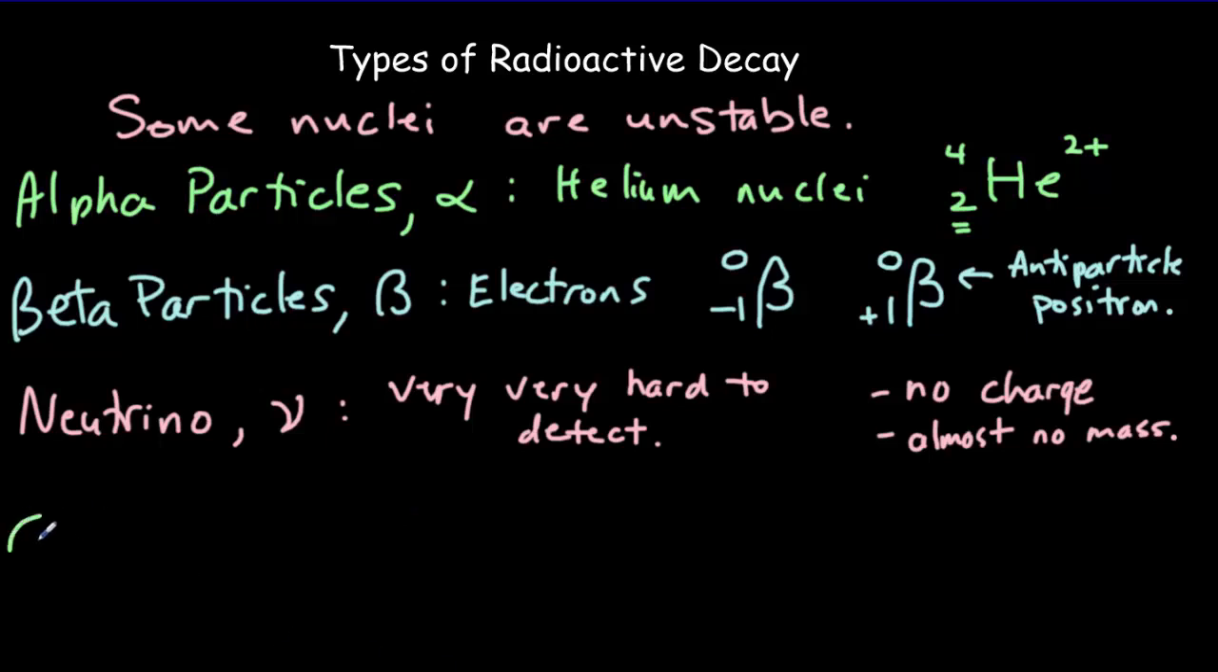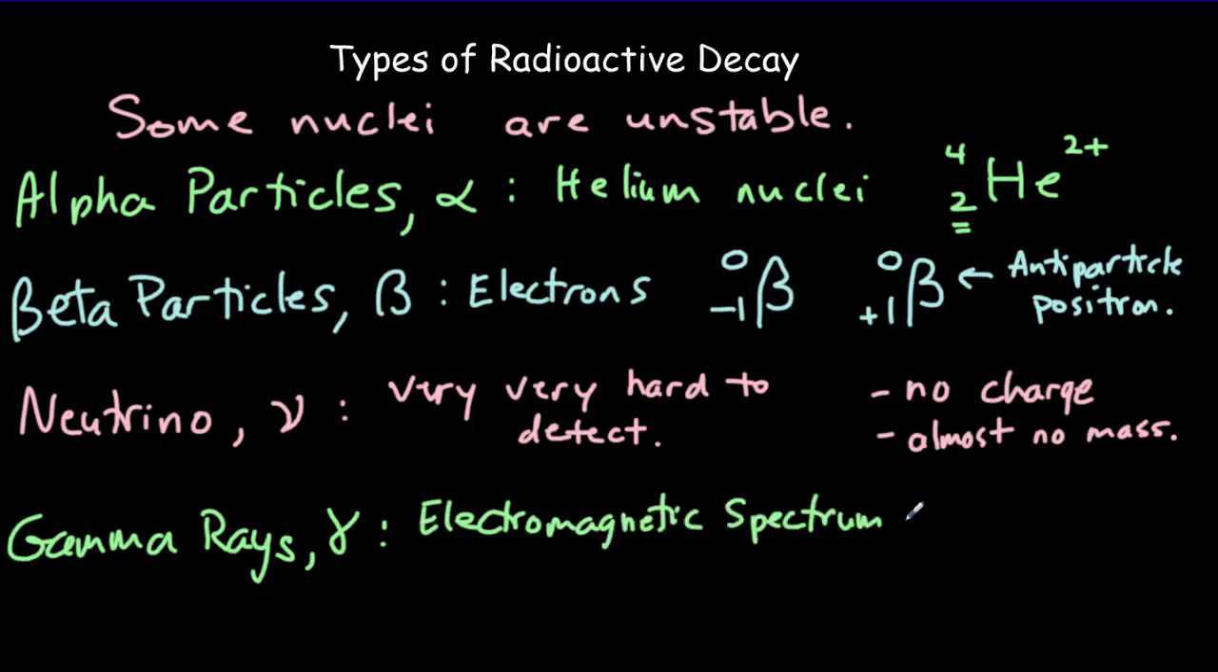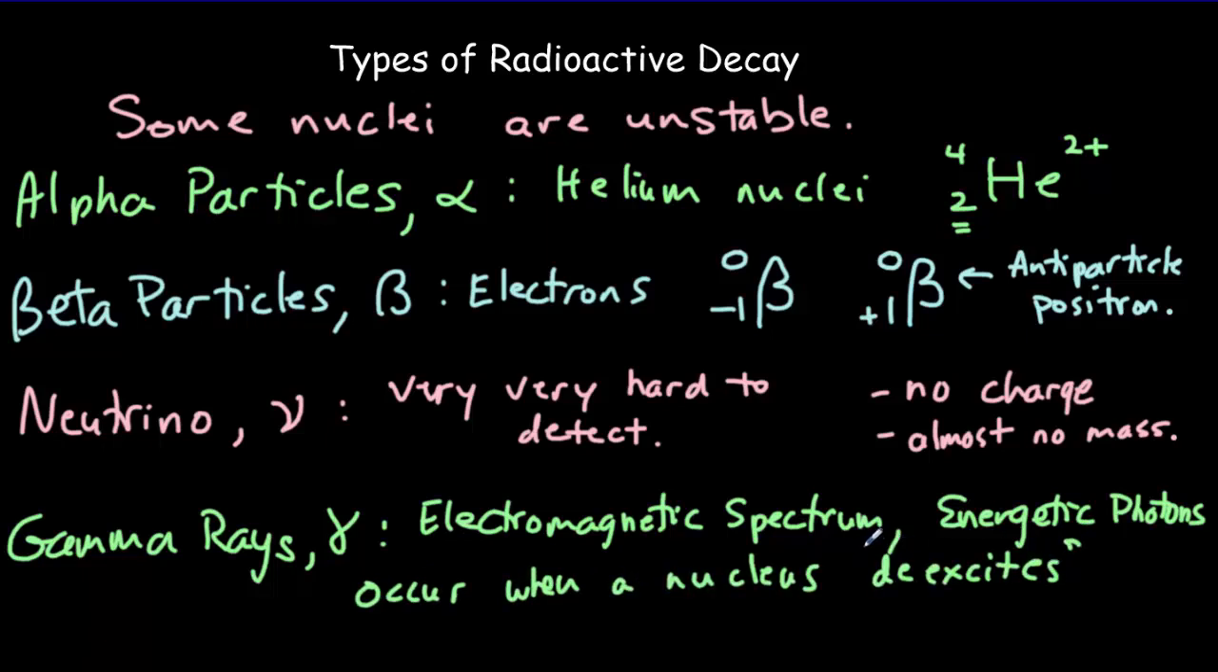Last but not least are the gamma rays. Gamma rays are part of the electromagnetic spectrum. You can think of them as energetic photons. And they occur when a nucleus de-excites. We talked about atoms getting into excited states. Well, a nucleus can get into an excited state as well. And when it falls back to a lower energy state, it can release one of these gamma photons.